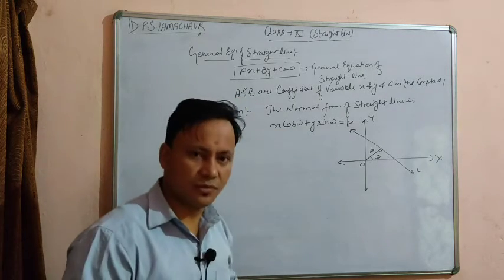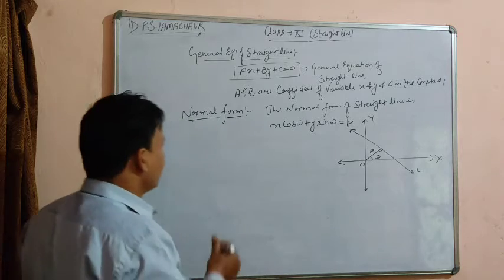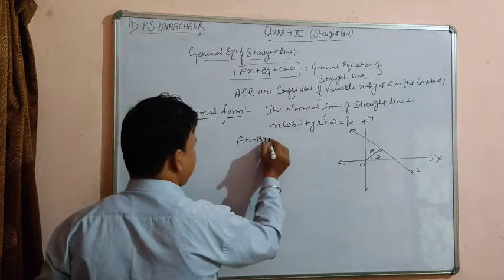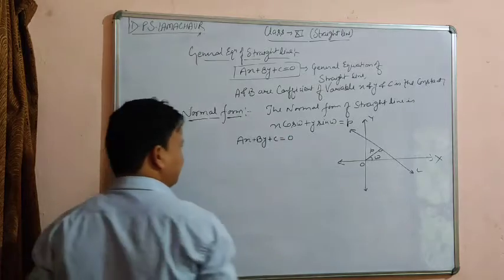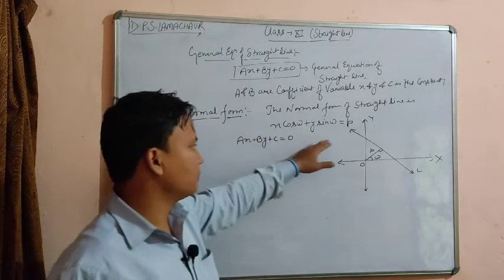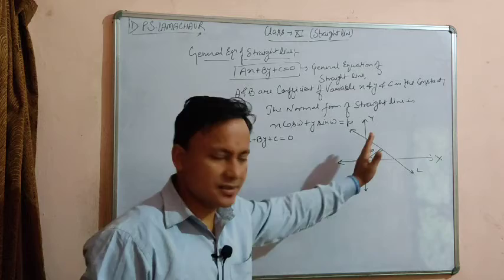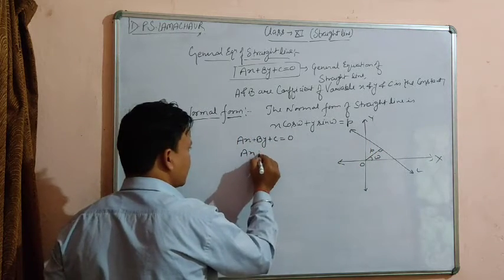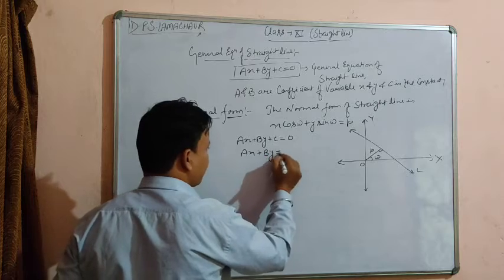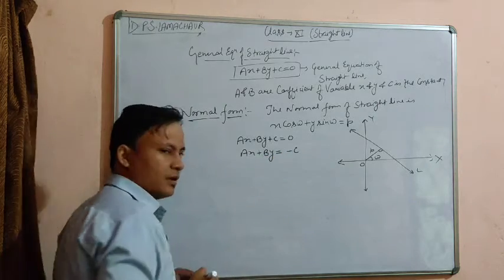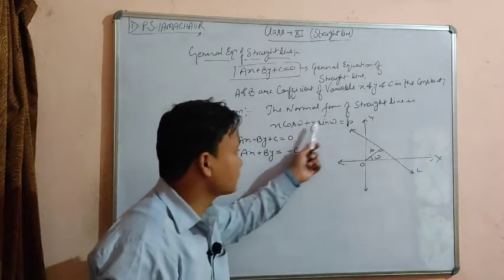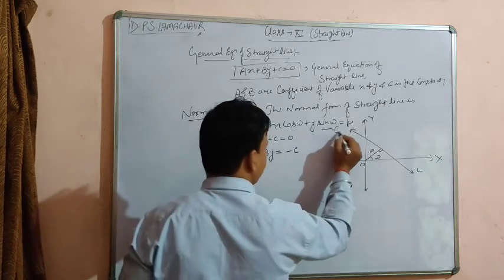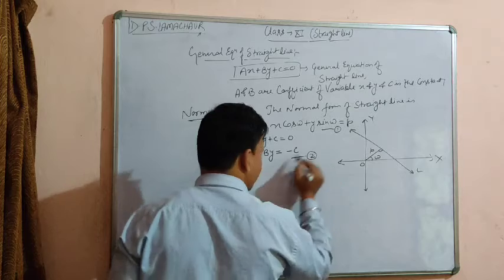Now we have to reduce the general equation of a straight line to normal form. For that, first write the general equation ax plus by plus c is equal to 0. Now see here, in the normal form the constant term is on the right hand side, so we have to shift this constant c to the right hand side, so this will become like that. Let this be equation number first and this be equation number second.